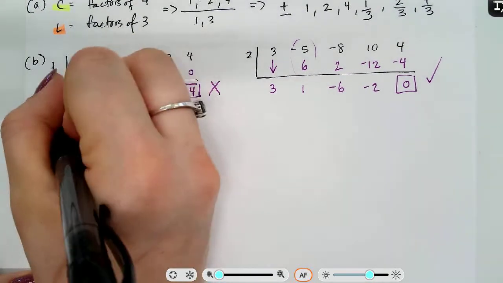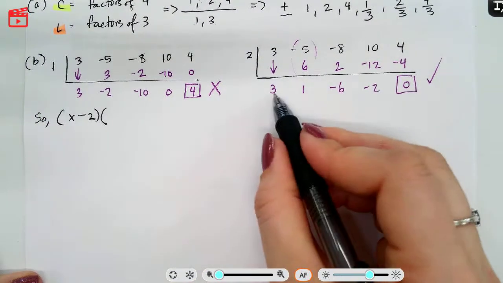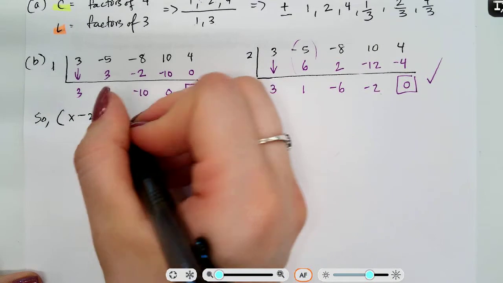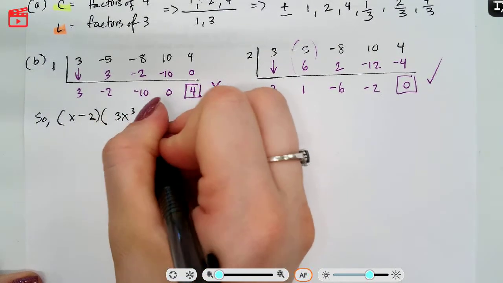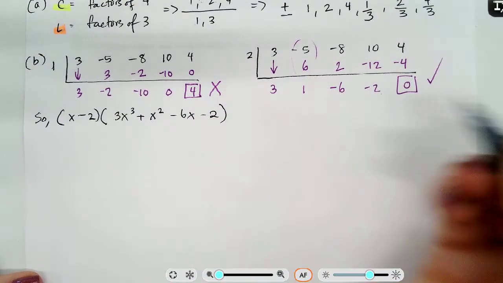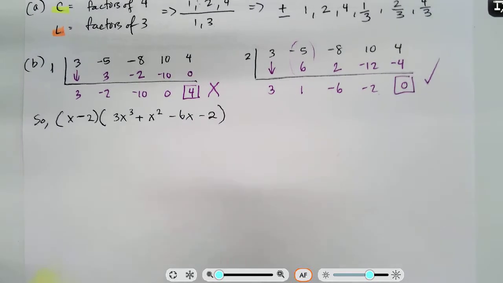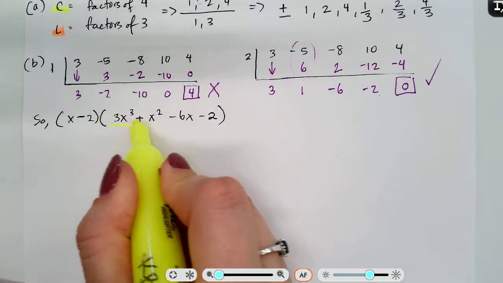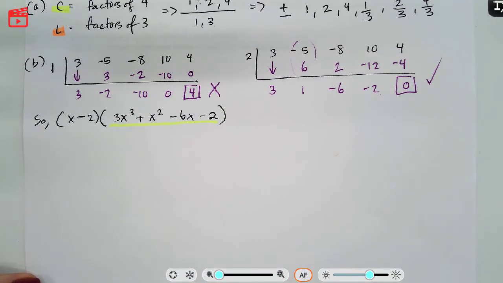So we have that x minus 2 times, here are our new values for a polynomial, 3x to the third power plus x squared minus 6x minus 2. There we go. We have managed to factor it a teeny bit. We're almost there, but we have managed to factor our polynomial. All right, same thing's going to happen. This time I'm going to look at the new, smaller polynomial, find the possible zeros, and then see if I can actually pull out a 0.